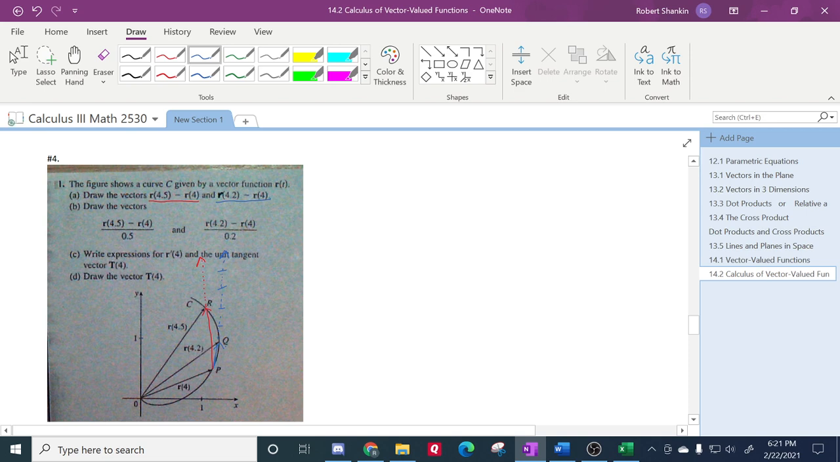What we're really going to be getting when you do r prime of 4 is the vector that's tangent to the curve, the direction of travel, emanating from right here. Notice that the real thing that we're looking for is tangent to the curve, just touching the curve right here. It's this green vector.